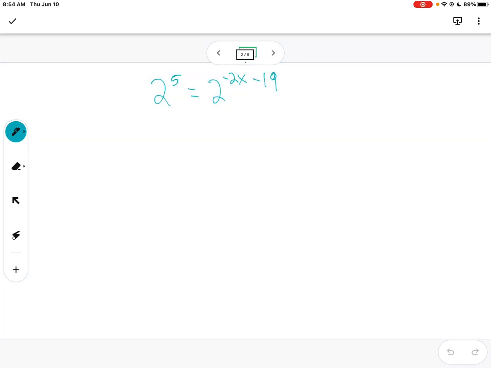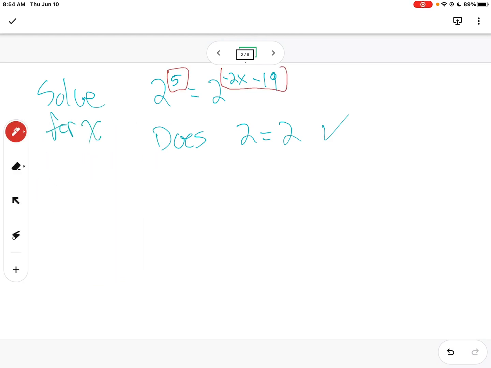2 to the 5th equals 2 to the negative 2x minus 19. Well, we're supposed to solve for x. And we want to make the right side and the left side equal. First of all, does 2 equal 2? Check. Well, if 2 equals 2, then this 5 has to equal that negative 2x minus 19.